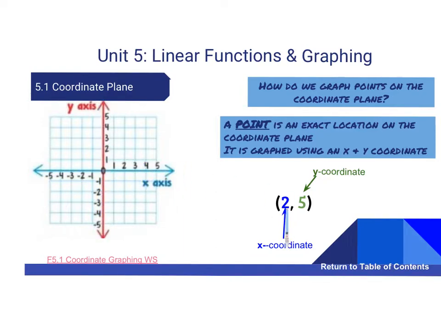So plotting 2, 5, there are two different values, the x-coordinate and the y-coordinate. When x is equal to 2, y is equal to 5. The way to plot this is to go over 2 to the right, because that's the x value, then go up to 5, and right here is where you plot your point. This point is the point 2, 5.